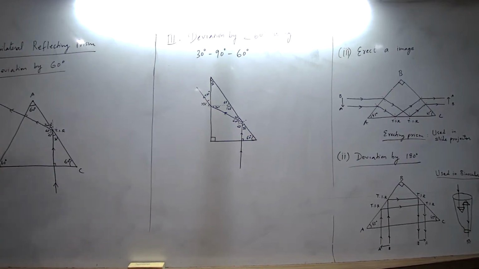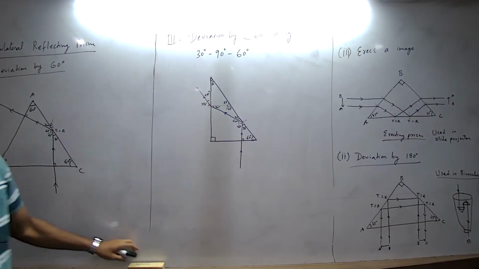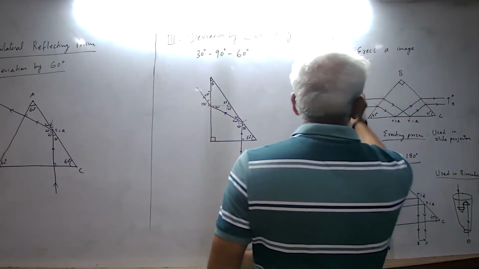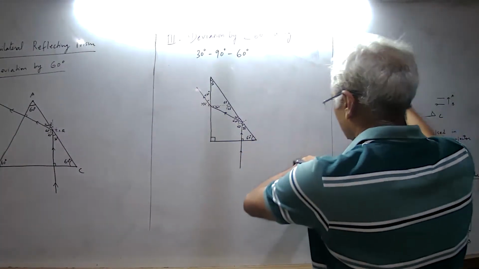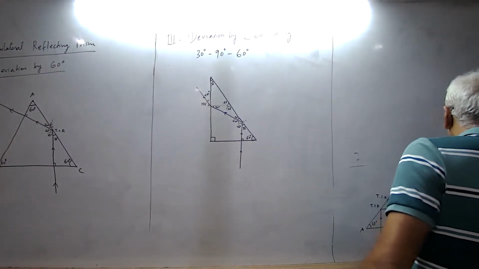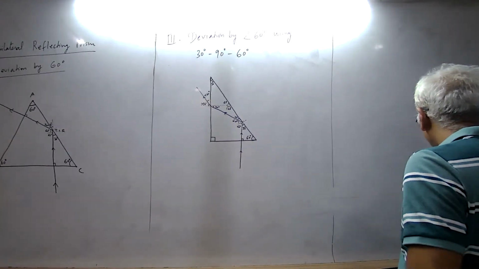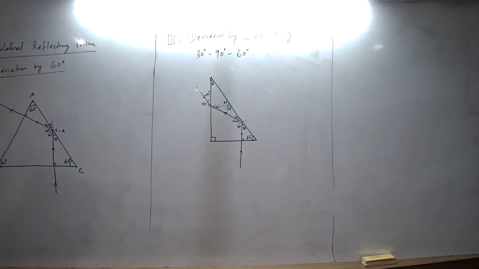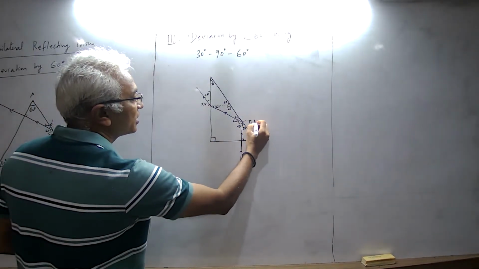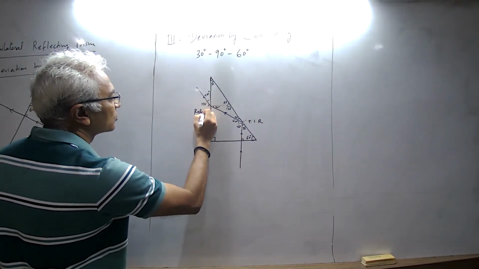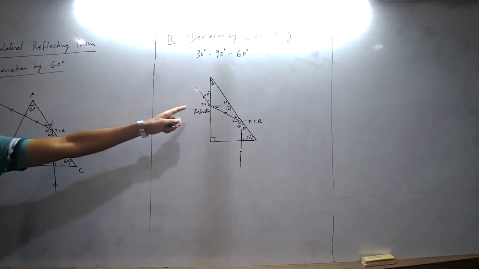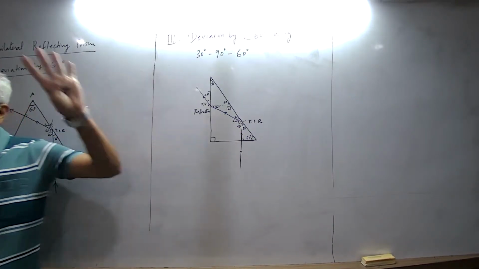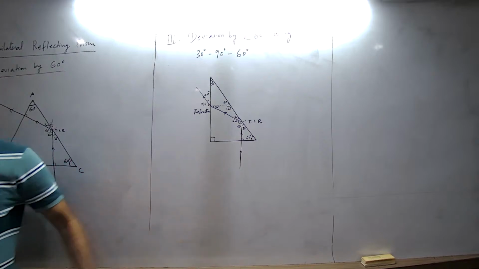Okay, coming back to deviation work. There are 3 more cases in this. 3 more cases. So far, all the cases involved somewhere TIR. Right? So here it is TIR, and here is refraction. Refraction at this point, TIR at this point. 3 more cases for the same prism.